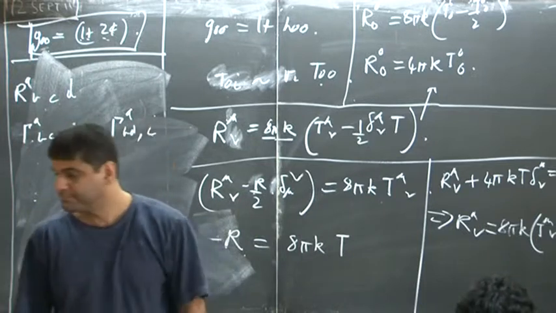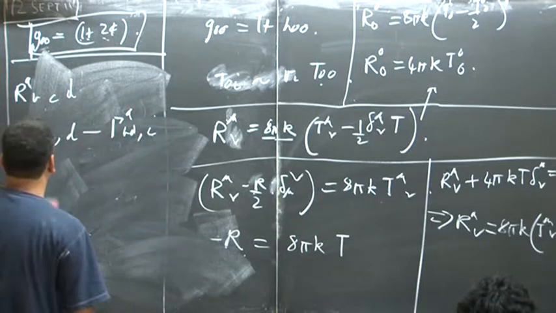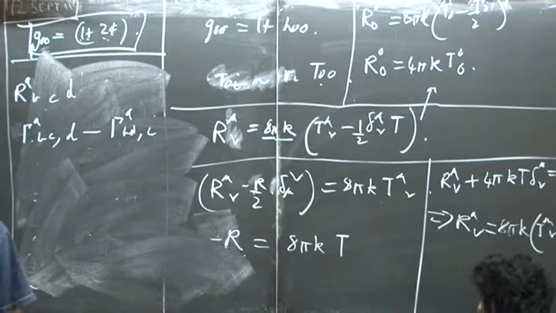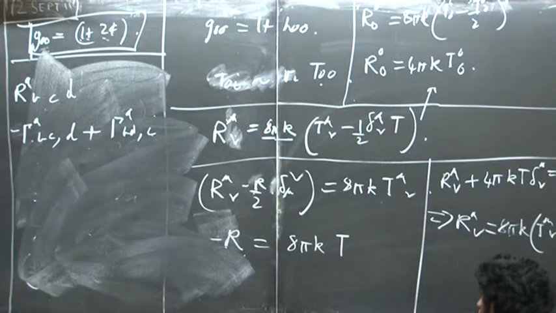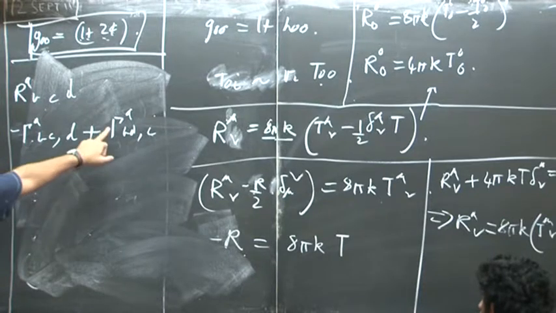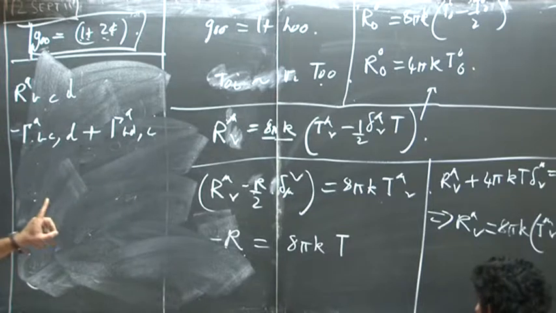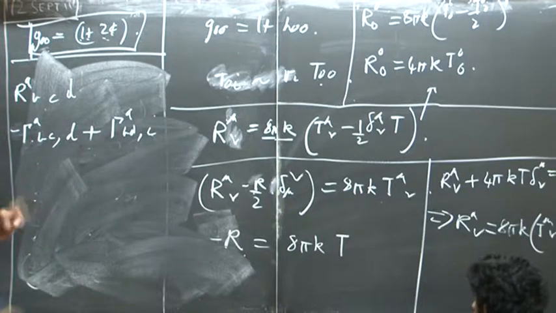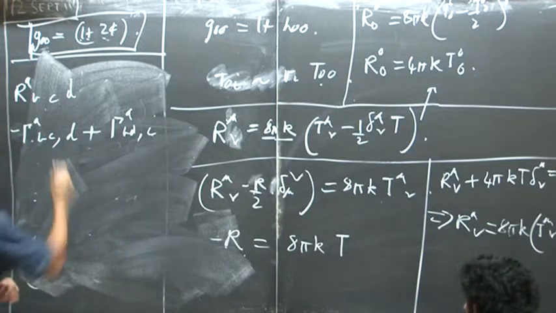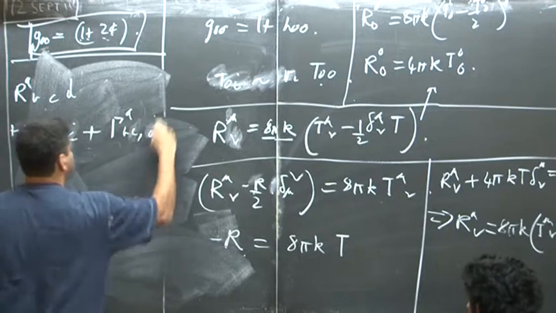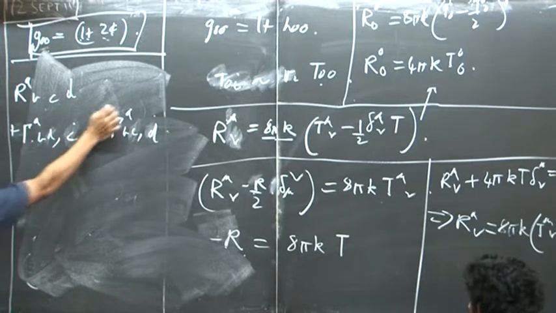The minus sign is wrong. The minus sign is wrong? The first one is a minus sign, the second one is plus. Thank you. Okay, good. Let me write it as plus.